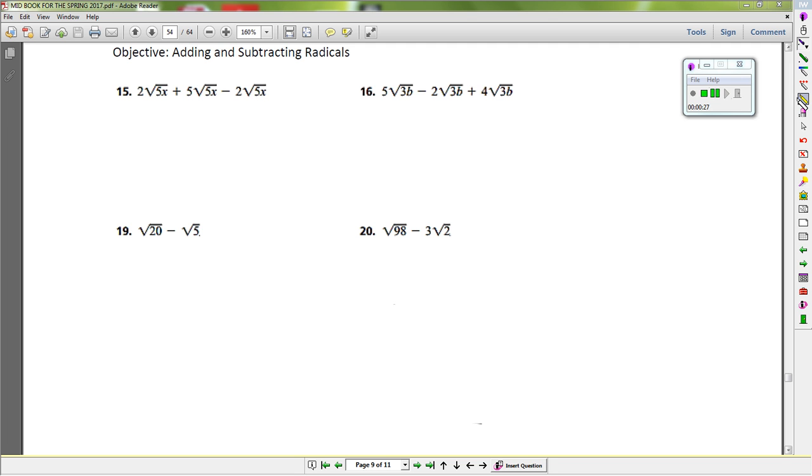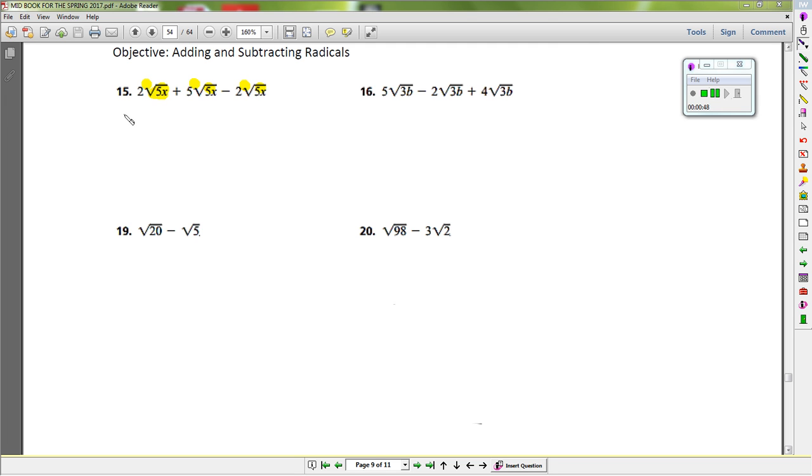So let's make sure that they are like radicals. We have 5x, 5x, 5x, so this is good so far. Next, we have to make sure that they have the same index. If we don't see anything here, by default it will be a 2. So all three have the same index, and these are like radicals.